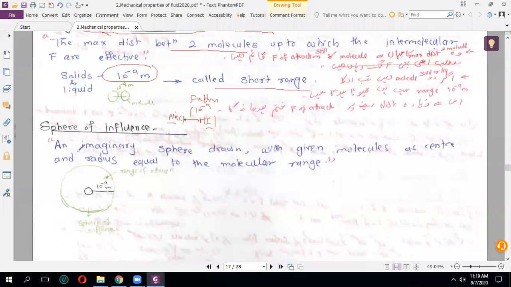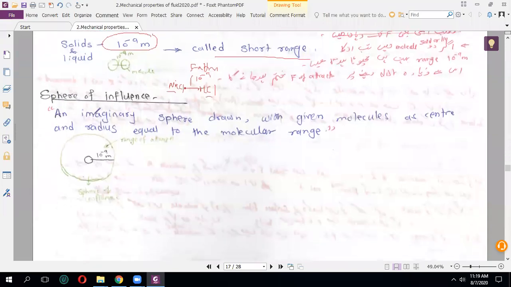Second concept, sphere of influence. Sphere of influence, an imaginary sphere. Now here the molecule is represented by a circular sphere. Now this imaginary sphere we draw with the given molecule, and this part is the center, and the distance from center to circumference represents the radius, which is equal to the molecular range. Molecular range we already know, 10 raised to minus 9 meter, where the molecule attracts other molecules.